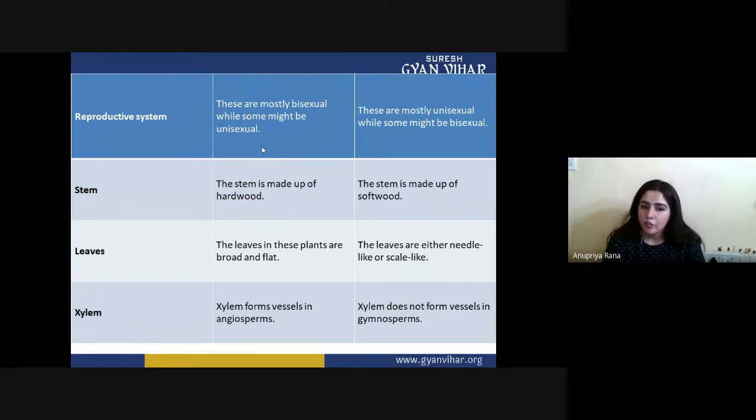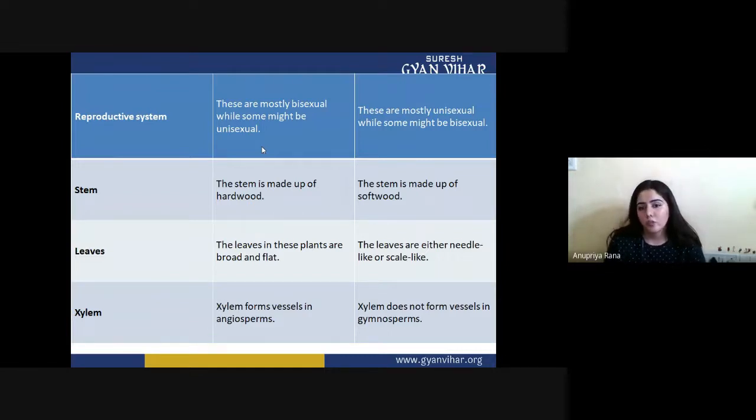The stem in angiosperms is a hardwood formation, while in gymnosperms there is softwood formation. The leaves in angiosperm plants are broad and flat. Angiospermic plants do not have to face water deficit conditions most of the time. That's why their leaves can be broad and flat, and they can tolerate a high rate of transpiration. That's why they have this broad leaf characteristic.